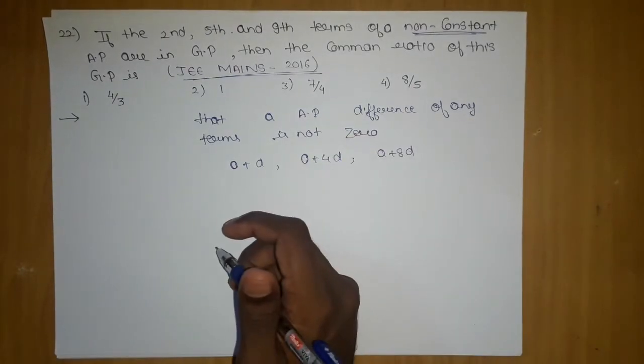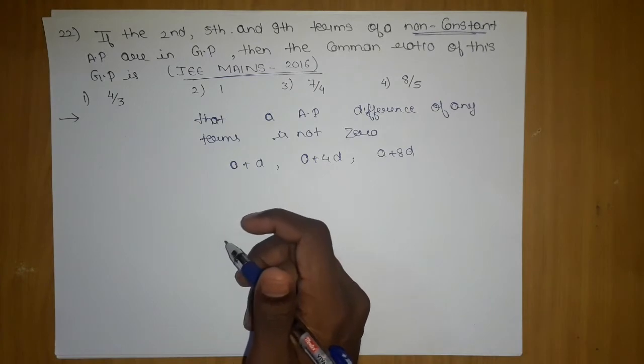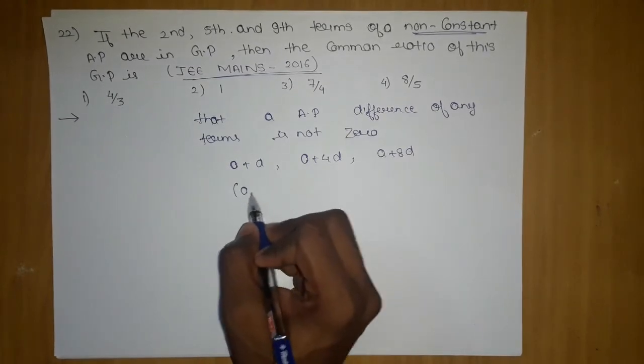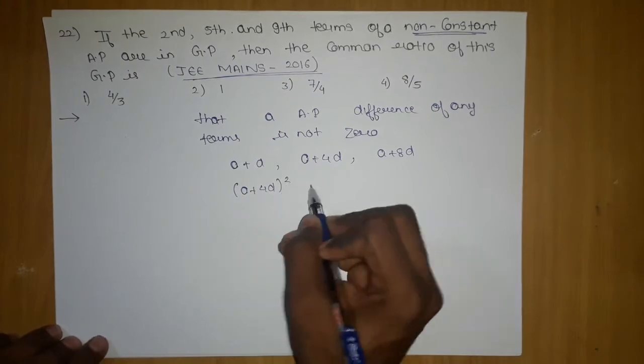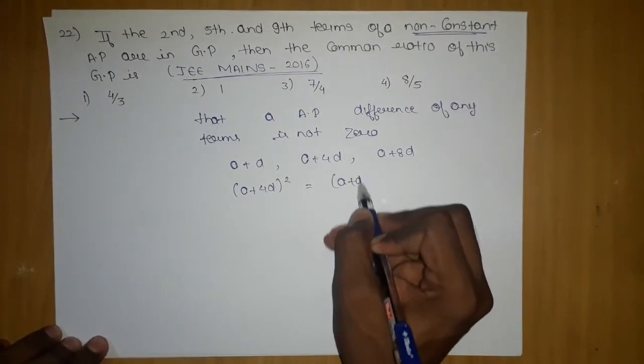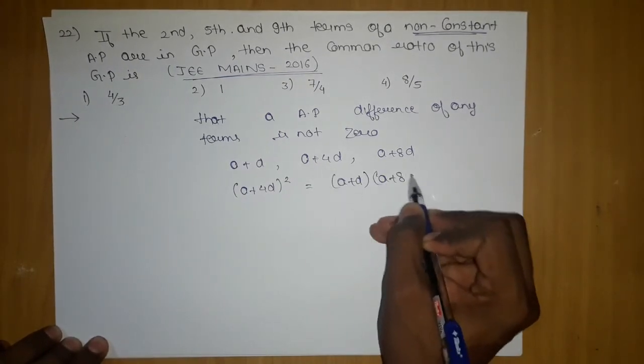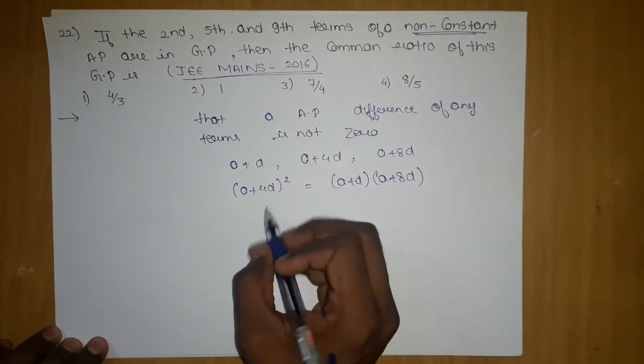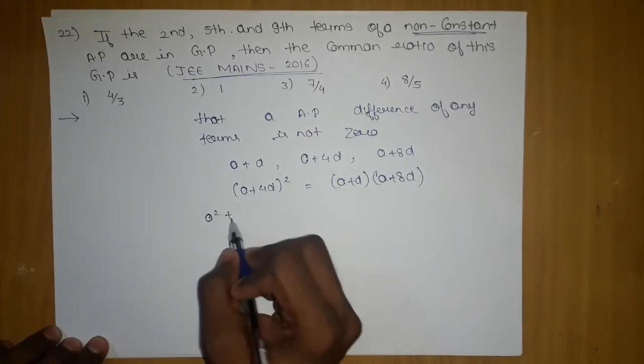Now they are in what? They are in GP, so I will apply the GP condition, which is A plus 4D the whole square should be equal to A plus D into A plus 8D. Finally we are left with, if we open this, what we will get?